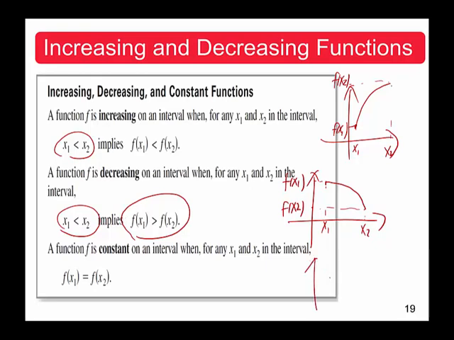For a constant, let's say this is x1, that's x2. It doesn't go up or down. Although x1 is less than x2, f of x1 is equal to f of x2. They are the same. They point at the same value. So that means it's a constant interval. So by drawing a quick graph, you'll be able to understand this concept a lot better.